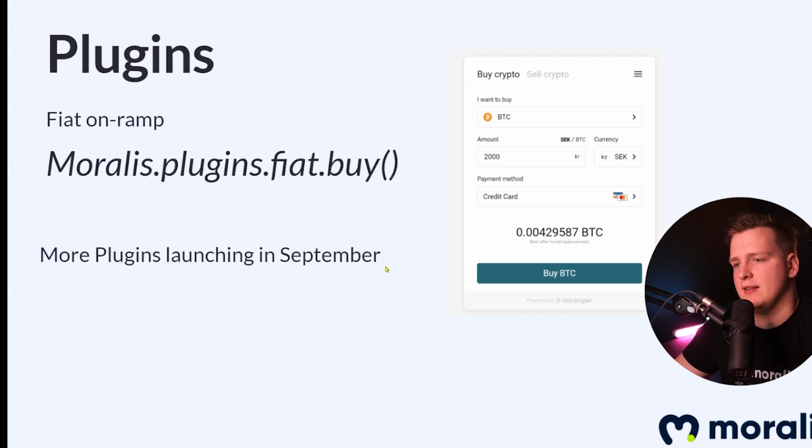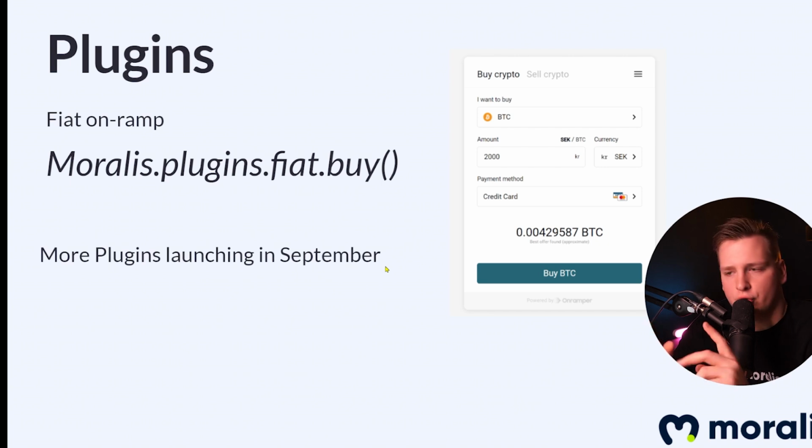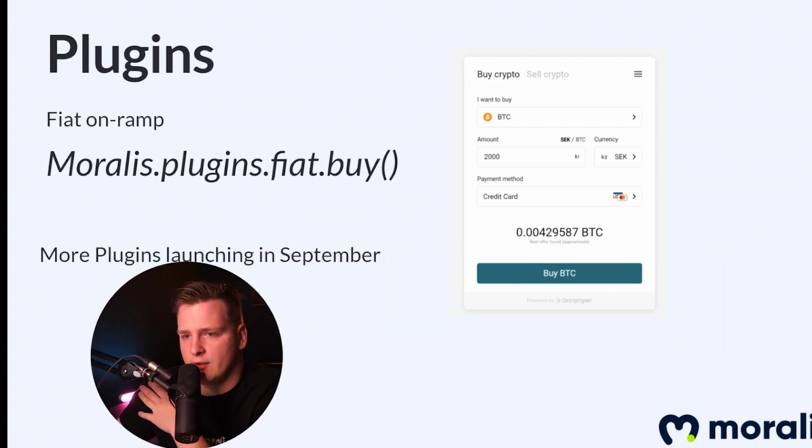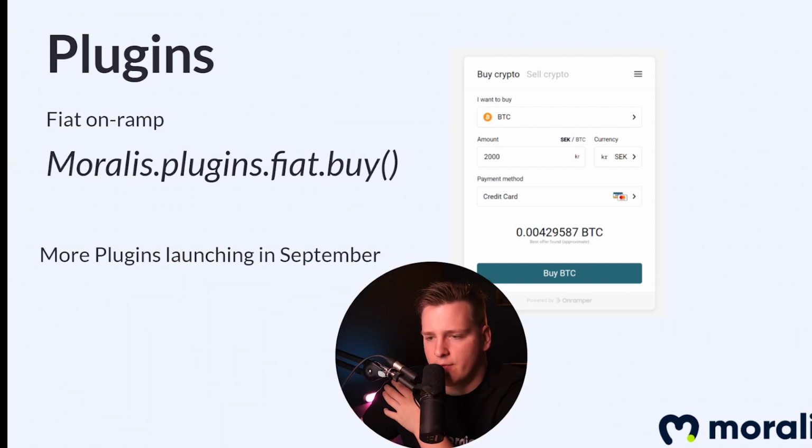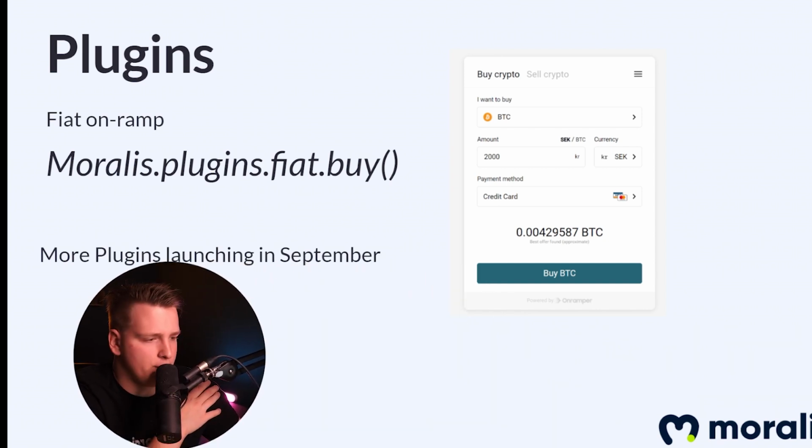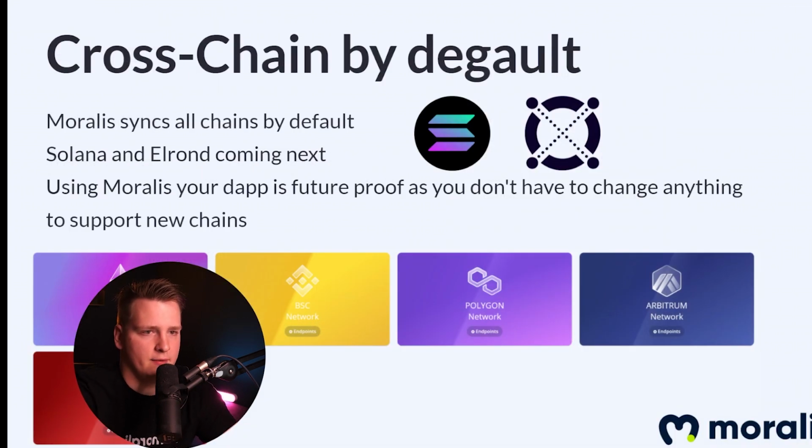And more plugins are launching this month in September, and we're going to do a lot, guys. For example, it's going to be one line of code to do swaps, to swap from one asset to another. So it's going to be moralis.plugins.swap, and you can swap anything to anything. It's amazing. This is coming very, very soon, and it will make the life of all developers so much easier. We're very much looking forward to showing you that. We focus a lot on making plugins as easy as possible to create, but also to use. And you can create your own plugins for Moralis very soon.